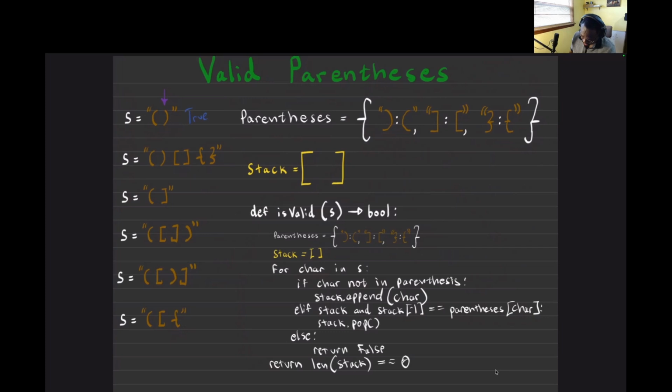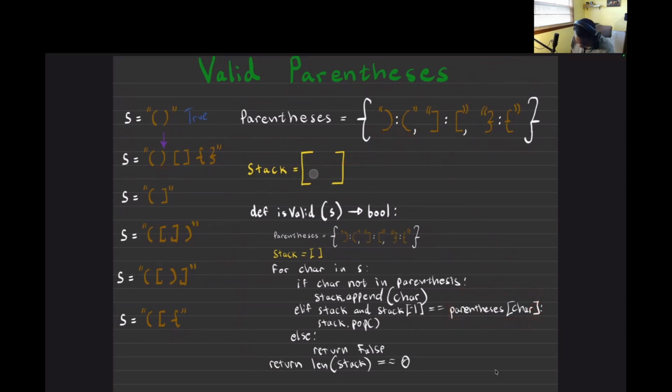Okay? Let's do the second example. All right, we go here. For character in S, is the character not in parentheses? Correct. Append it. Now we're back inside this loop. So far, carbon copy of this, right? Okay, elif stack and stack of -1, this guy is equal to parentheses of this character. Is it? The value? It is, okay?